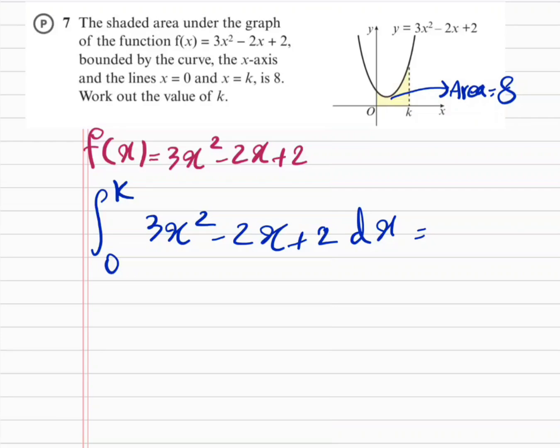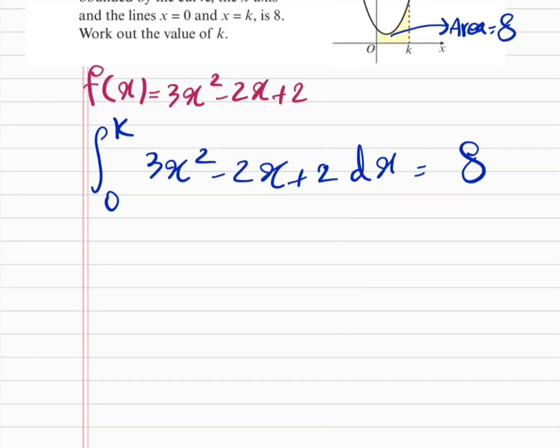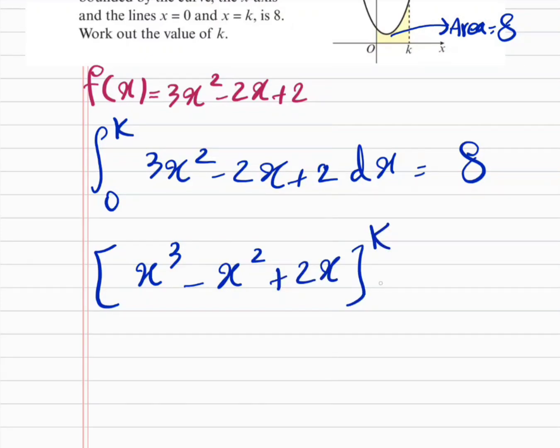And in this case, normally we need to find the area, but here we are given the area and we want to find the upper limit of the integration. So we just integrate and then substitute and form an equation, and by solving the equation we are going to get the upper limit. So first of all, 3x squared integrates to just x cubed, minus 2x integrates to minus x squared, 2 integrates to 2x, and the limits are k and 0, equal to 8.